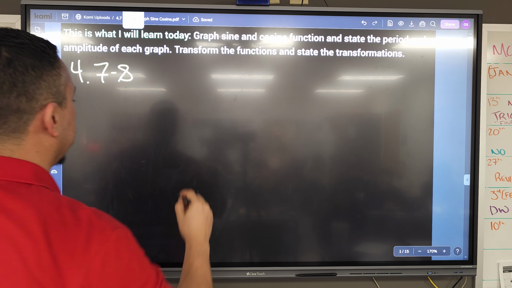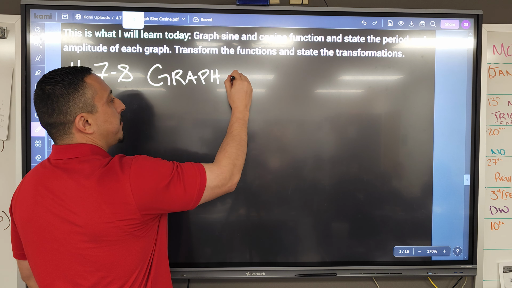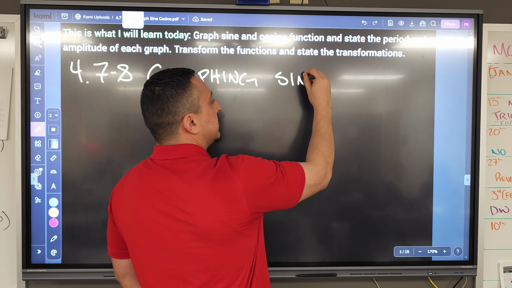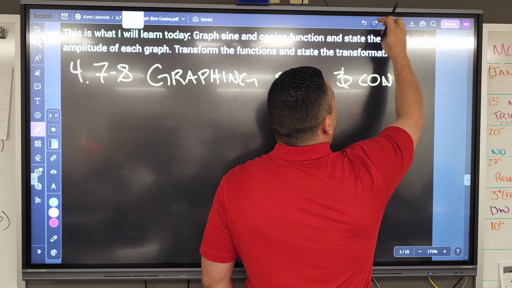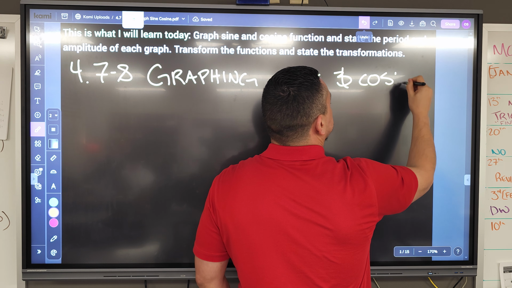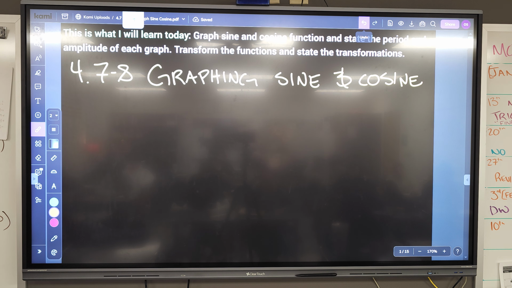Okay. And this is graphing sine and cosine functions. So what we're going to do today, like it says up there, we're going to graph the sine and the cosine. You're going to learn how to graph them. And then we're going to learn these things that are new to you, which are called the period and the amplitude, and how to find those two things. All right, so let's begin.